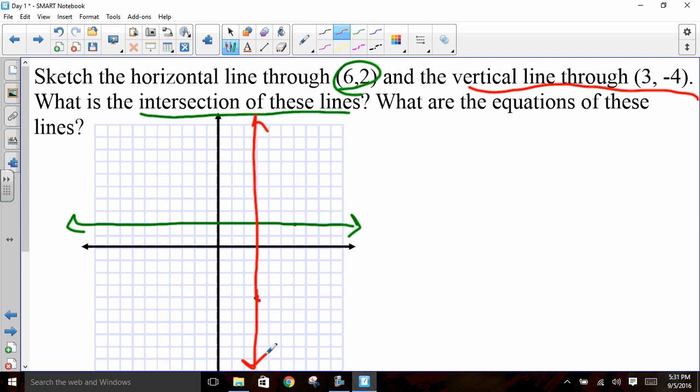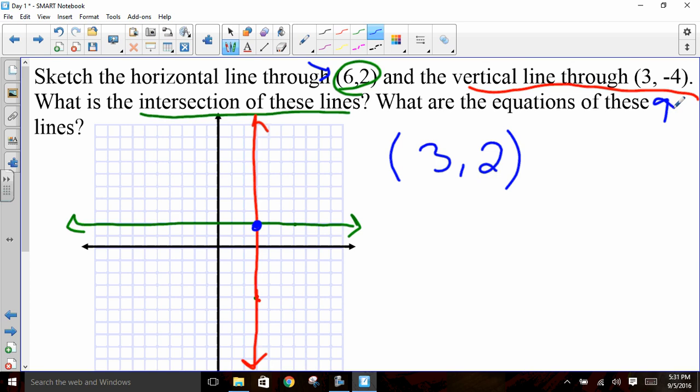Excellent. So first we're asked what my intersection point is. So where is this dot on my graph? Correct. My intersection point is at (3, 2). Notice something about my points that I used. See anything in common with those numbers?